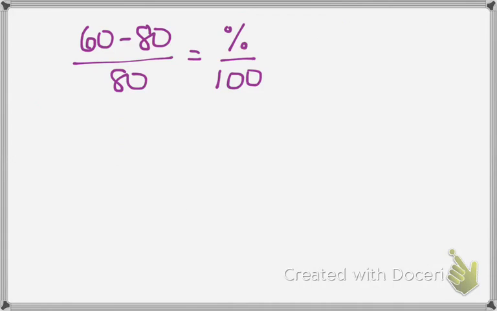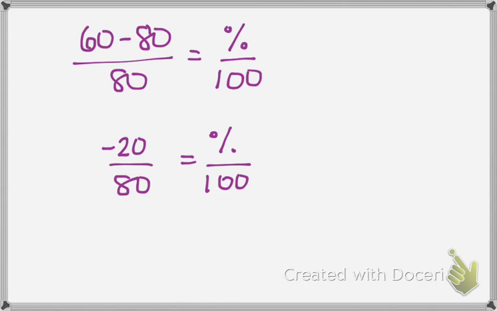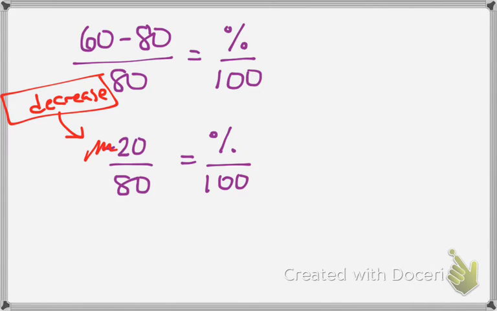Okay, plugging everything in. When I subtract on the top, 60 minus 80 gives me a negative 20. Since it's negative, that tells you right away that you're dealing with a percent decrease problem. So again, the negative tells you it's a decrease. If you subtract and you get a positive number, then that means it's an increase, and that's what we worked with last time. So if you want to, you can just ignore that negative because we already know it's going to be a decrease, and you can just put that in your answer.